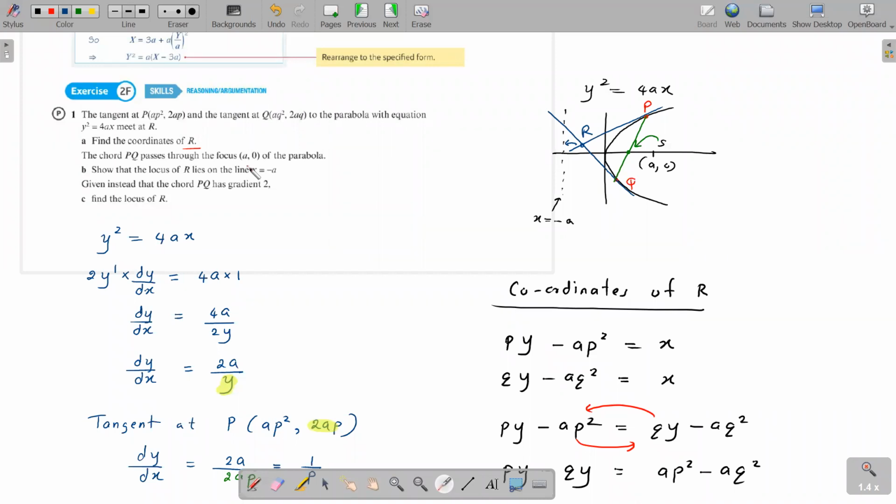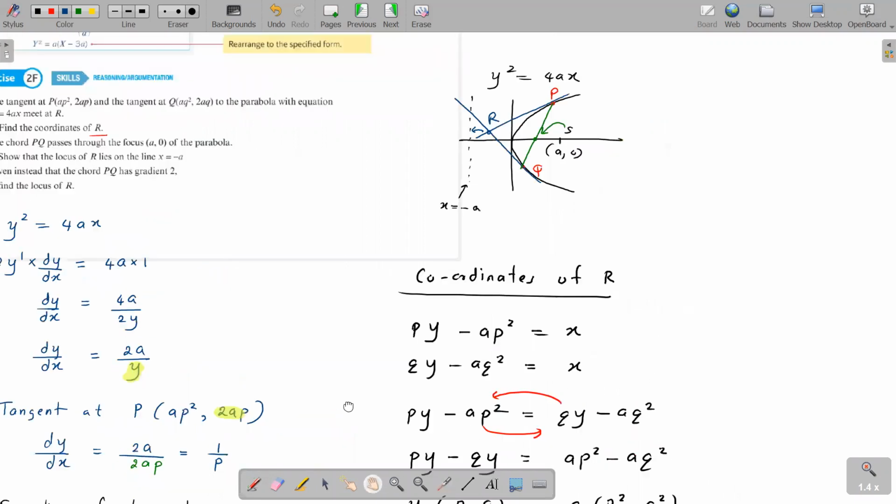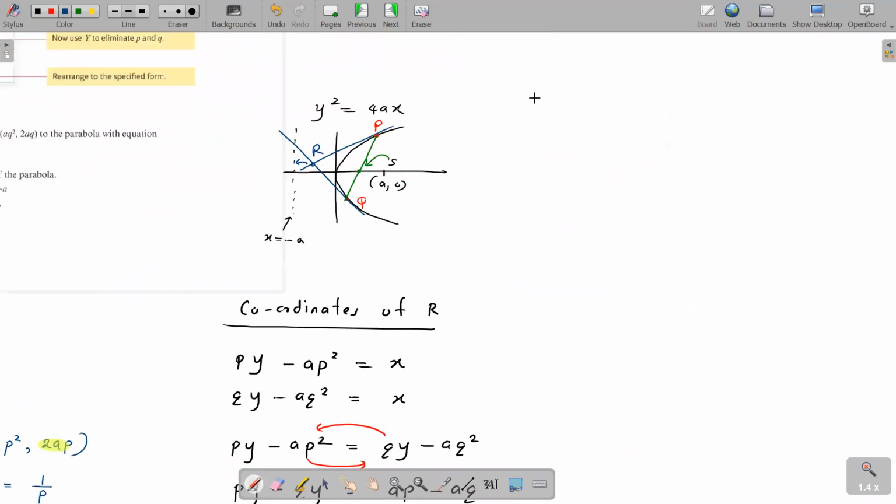Okay, so let's try to prove it. The first thing we need to do is, they're talking about the chord PQ, right? So let's find the equation of the chord PQ. Part C: what's my task now in part C? Always have an idea of what we are going to do. We are going to find the equation of chord PQ.